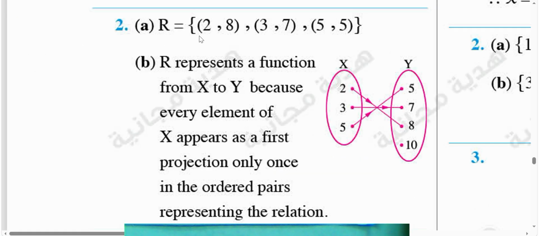You can write the solution. R equal 2 and 8, 3 and 7, 5 and 5 is a function from x to y because every element of x appears as a first projection only once in the order appearing within the relation.